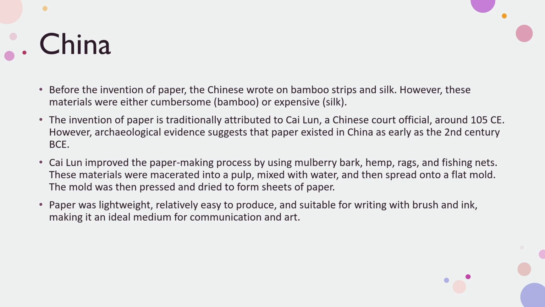Cai Lun improved the paper-making process by using mulberry bark, hemp, rags, and fishing nets. These materials were macerated into a pulp, mixed with water, and then spread into a flat mold. The mold was then pressed and dried to form sheets of paper. Paper is lightweight, relatively easy to produce, and suitable for writing with brush and ink, making it an ideal medium for communication and art.